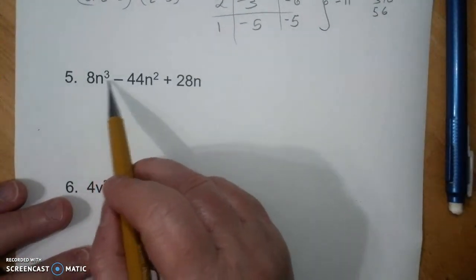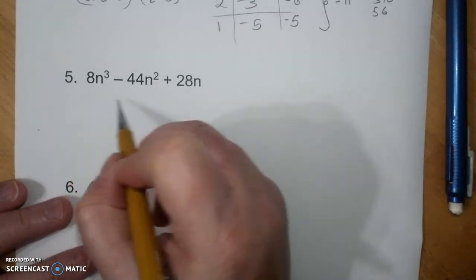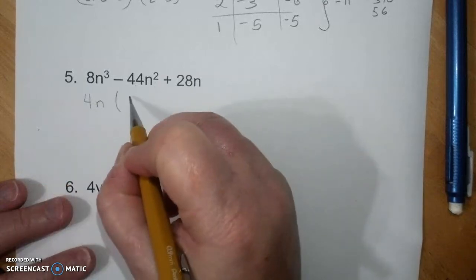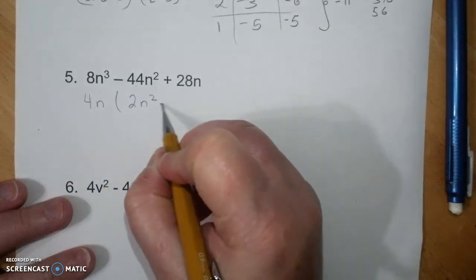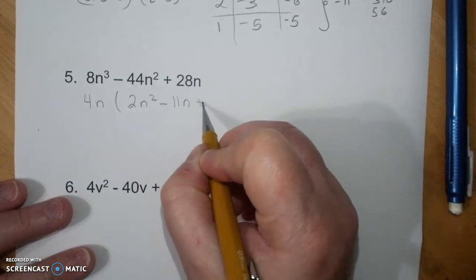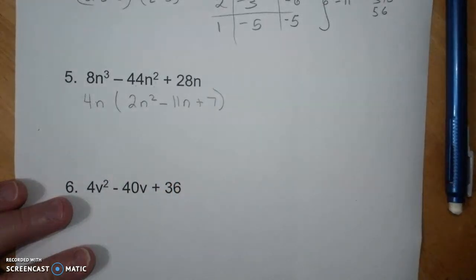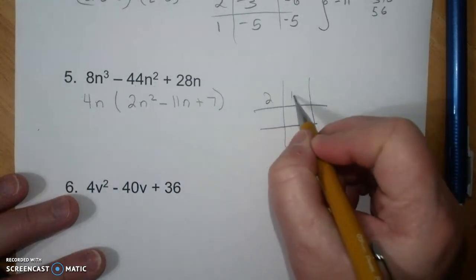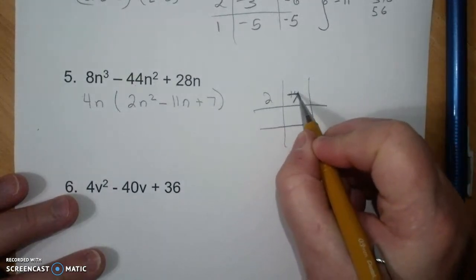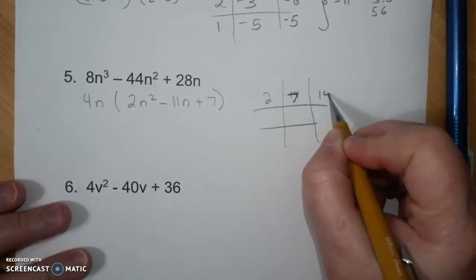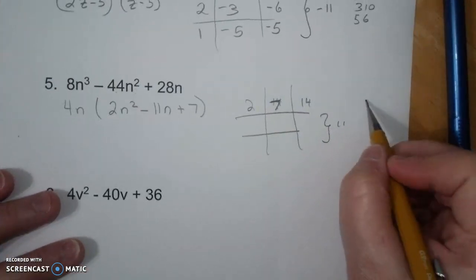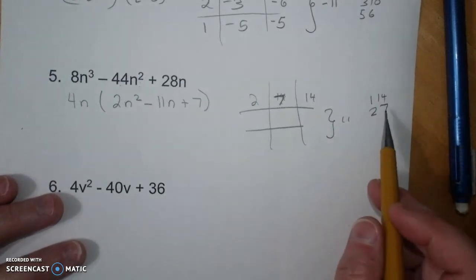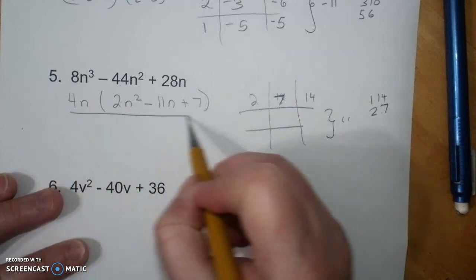Let's see. There's 4's and everything. There's n's and everything, so I'm going to take a 4n and get 2n squared minus 11n plus 7. I'm going to do tic-tac-toe in 2 and 14. Whew, I always get ahead of myself. 2 and 7 and 14 to get 11. I get 1 and 14 and 2 and 7 are my factors. Neither of those will get 11, so this is where it stays.